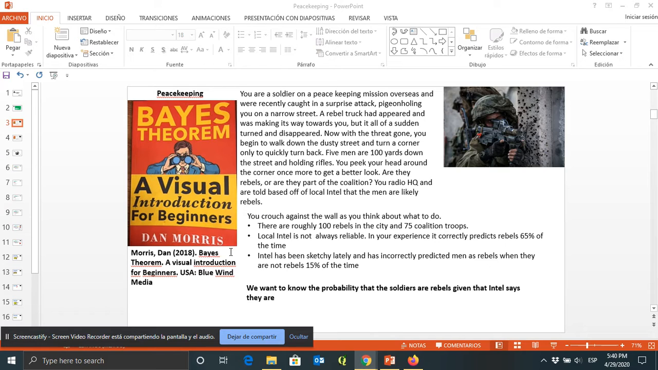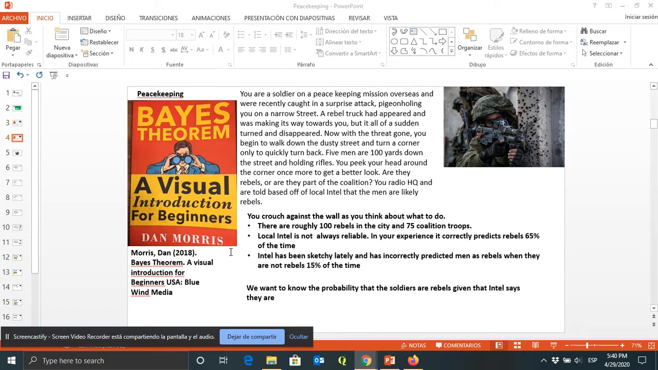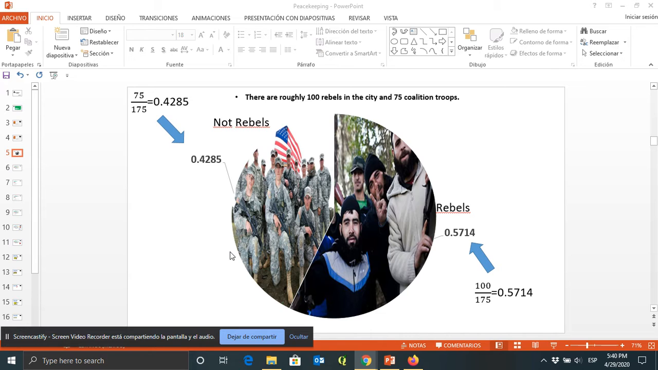To solve this problem, let's highlight the information that is important in this problem. This is the information. And let's begin with the first sentence. There are roughly 100 rebels in the city and 75 coalition troops. To calculate the share of rebels, we just divide 100 over 175 to get 0.5714. To calculate the share of not rebels or coalition troops, we divide 75 over 175 to get 0.4285.